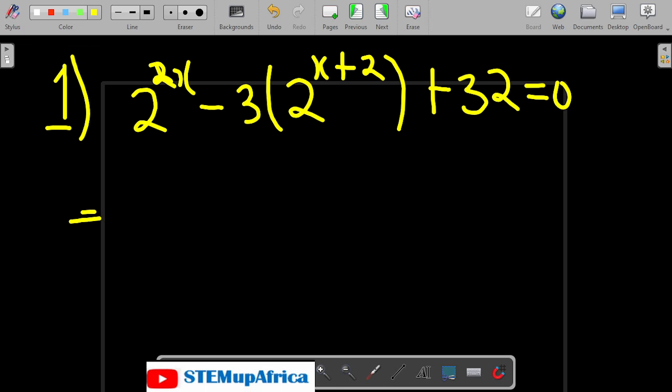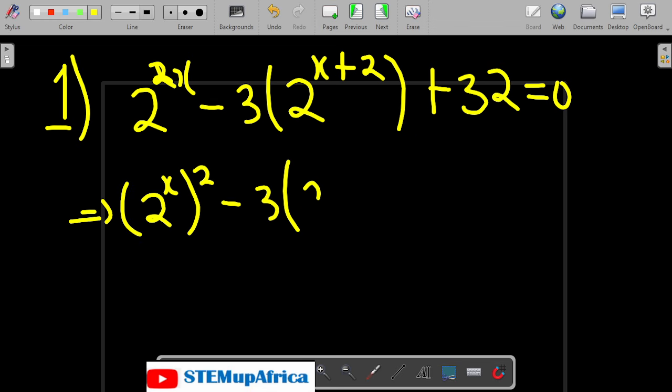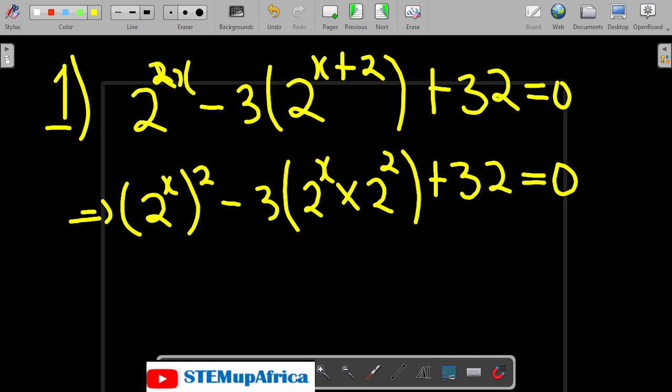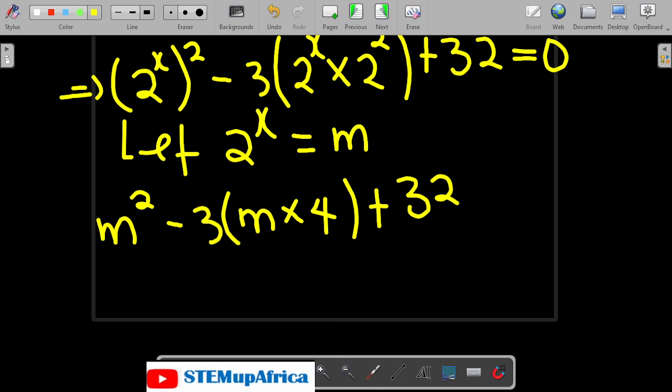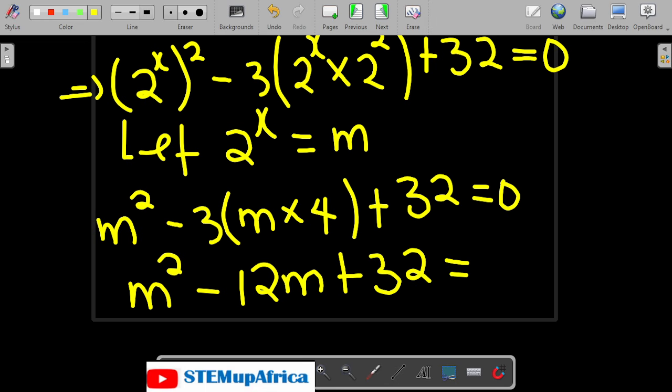So I will write this as 2 raised to the power 2x minus 3 into 2 raised to the power x times 2 raised to the power 2 plus 32 is equal to 0. So I will say let 2 raised to the power x equal m. So this will give me m squared minus 3 into m times 4 plus 32 is equal to 0. So I'm having m squared minus 12m plus 32 is equal to 0.